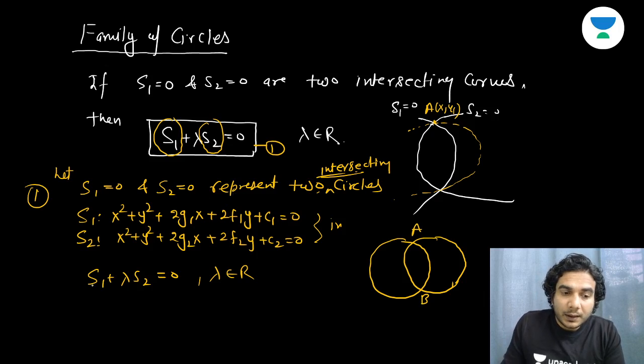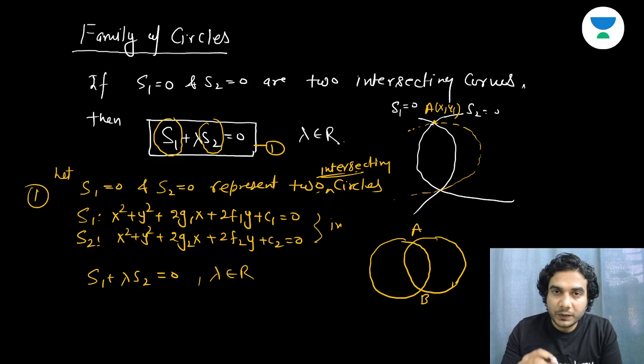But now listen to this carefully. I'm saying that for all values of lambda except one value, that is -1, this will always represent a circle. So rather than saying that it will represent a family of curves, we can say that it will represent a family of circles, because a parabola is not possible in this combination. Why is it not possible?